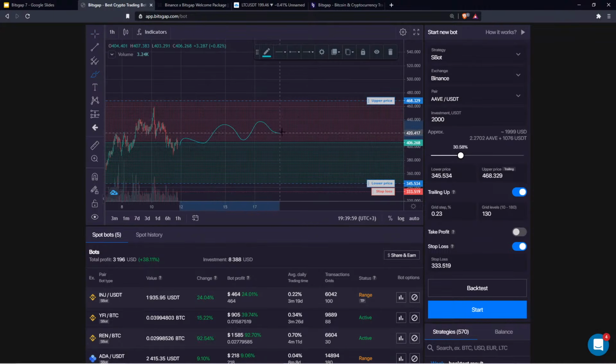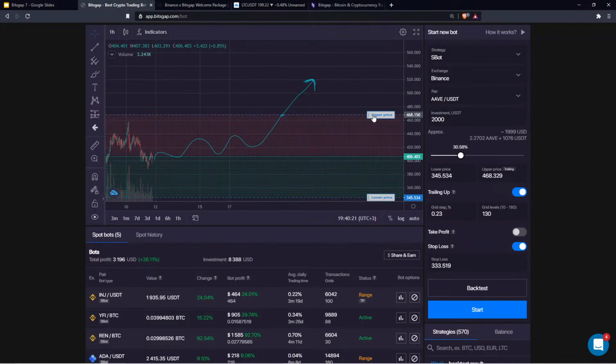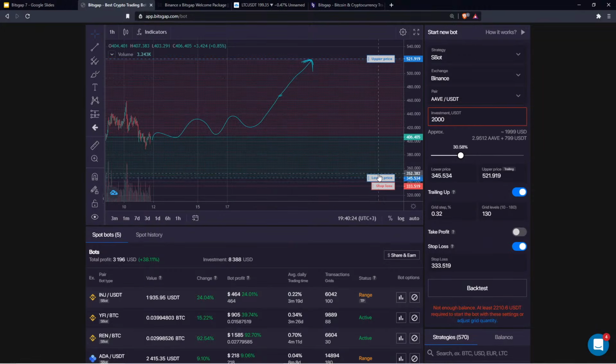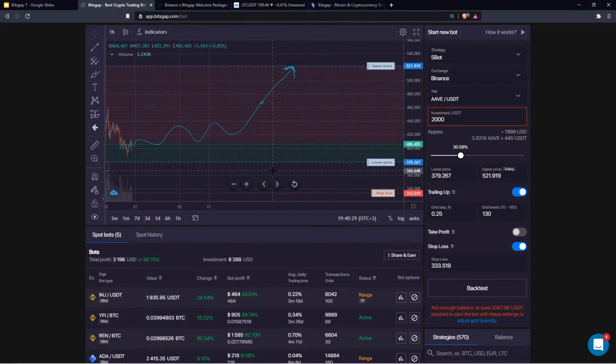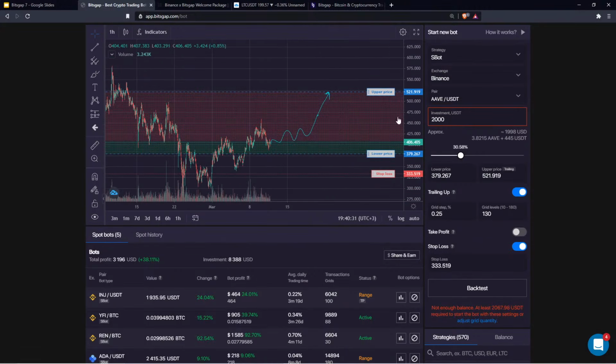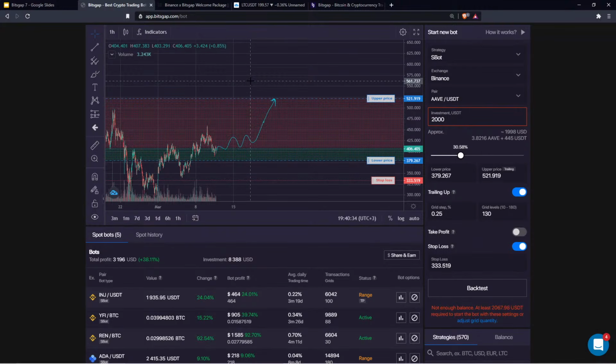Let's say the price goes higher, it reaches the upper price here at that point, and the price goes even higher. So without the trailing up, what would happen is that our trading would stop exactly at that point where we have the upper price. Okay, but thanks to the trailing up enabled, the bot will adjust the trading range so that it follows the market rally. So now your trading range is going to be over here. So basically, this function allows your bot to follow the market rally.